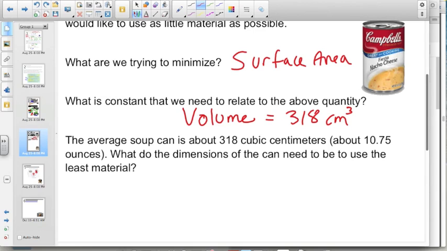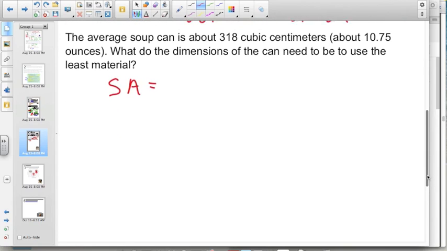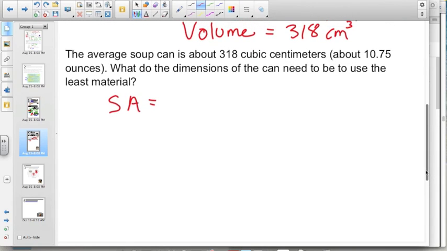So, what is the surface area equation for a cylinder? Height times... plus pi r squared. Yeah, that's really close. The can has a top and a bottom. Oh, 2 pi r squared. What's the area of circles? Area of circles is pi r squared, and we've got 2 of them.